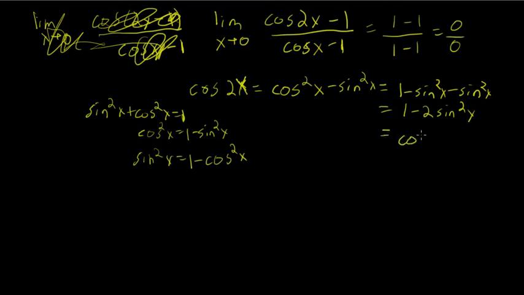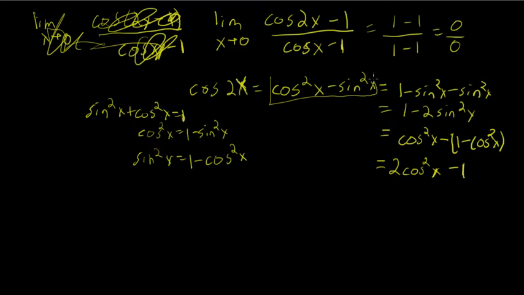So cosine squared x minus, and instead of sine squared x, we write 1 minus cosine squared x. And all this is in parentheses because the 1 minus cosine squared x takes the place of sine squared x. So this minus sign is going to have to be distributed across these parentheses here. So cosine squared x minus negative cosine squared x is 2 cosine squared x, and then minus 1. So the 3 forms you'll see are cosine squared x minus sine squared x, this form, 1 minus 2 sine squared x, and 2 cosine squared x minus 1.